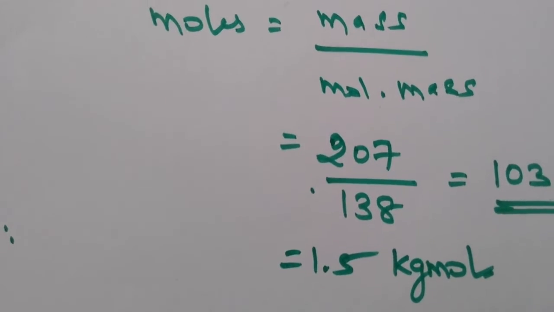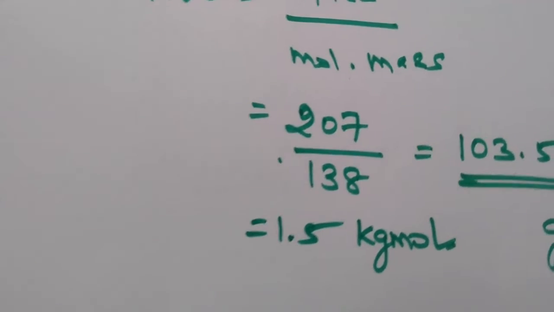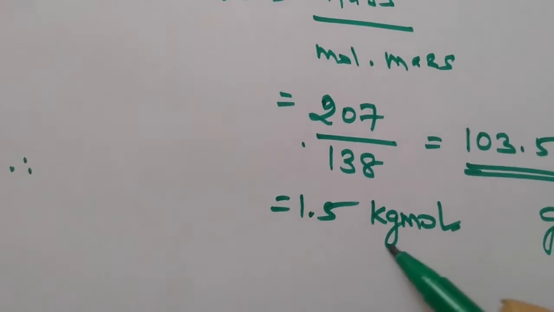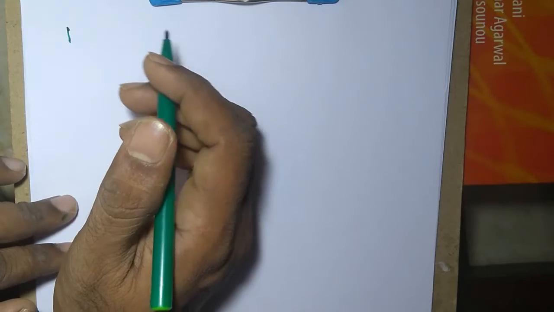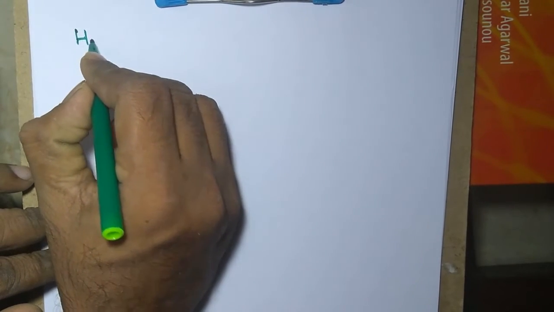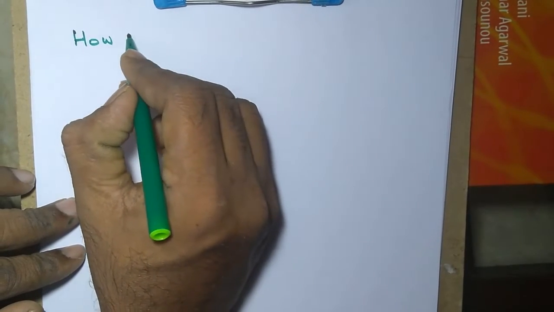Now we have to convert it into moles. Mass divided by molecular mass gives the number of moles, which is 1.5 kg moles.